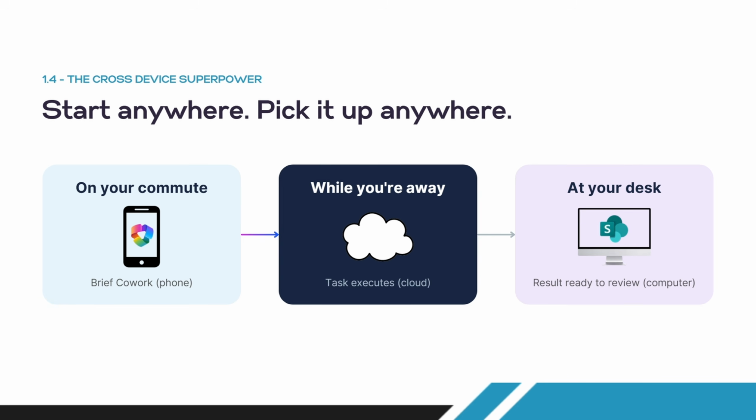If you're on a commute, you can brief Cowork on your phone. While you're away, the task executes in the background, and at your desk, when you come back from your commute, the result is ready to review. And this kind of cross-device capability is really where Cowork shines. So being able to utilize it like this, understanding where it lives, understanding what it can do for you in your flow of work allows you to utilize this technology the best.